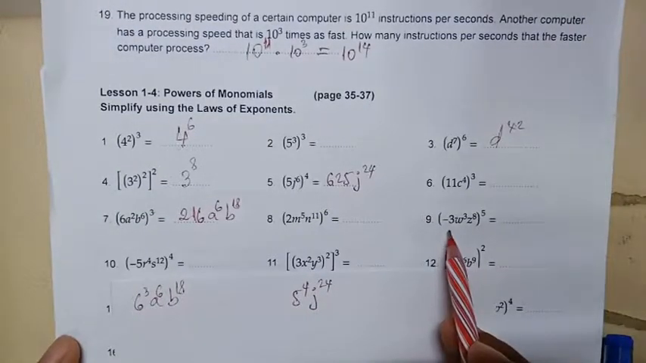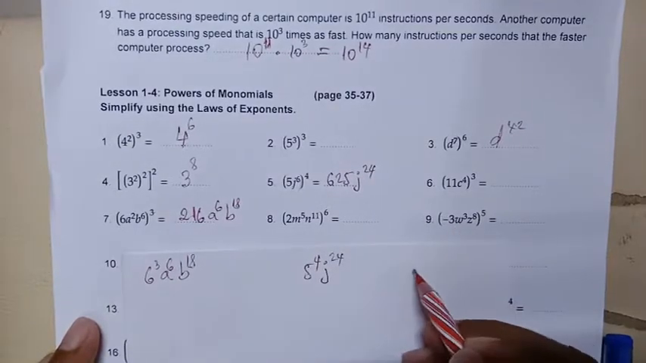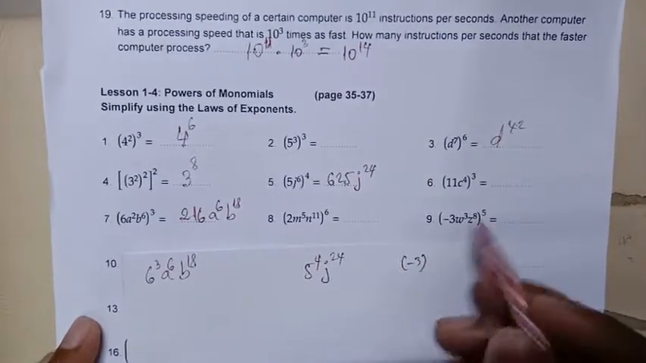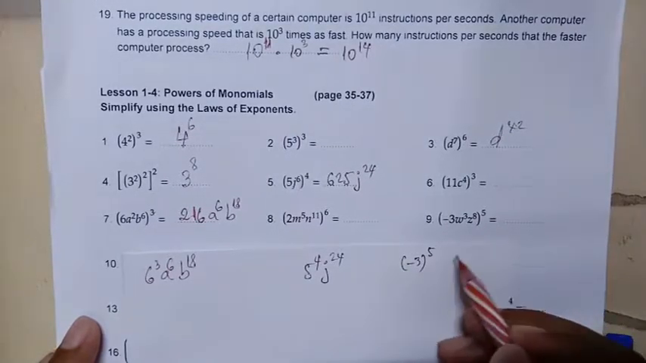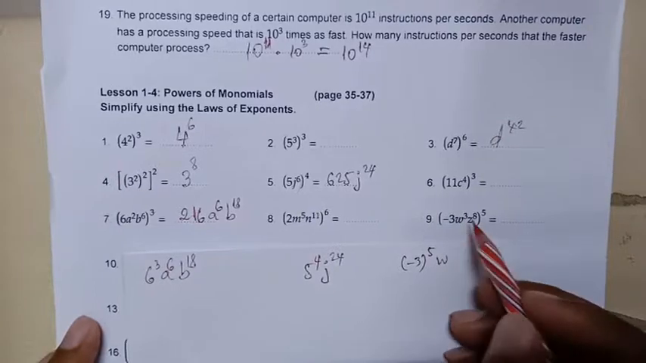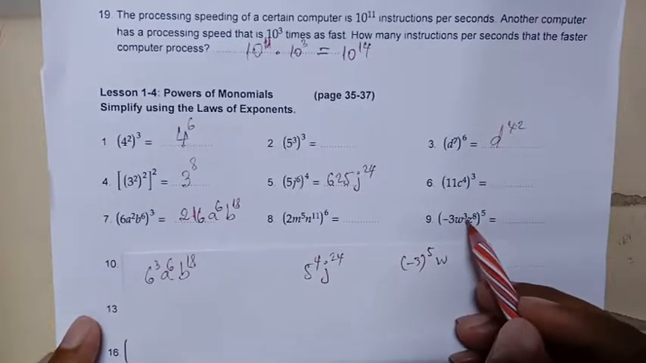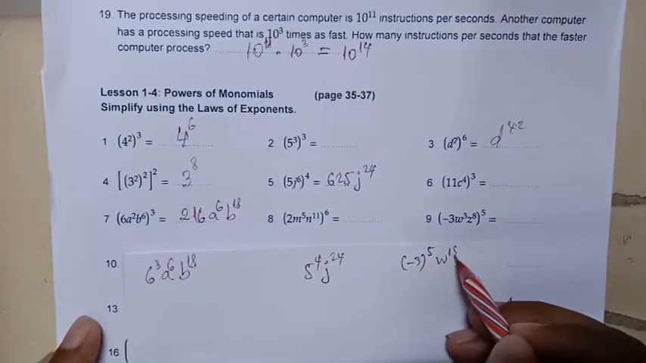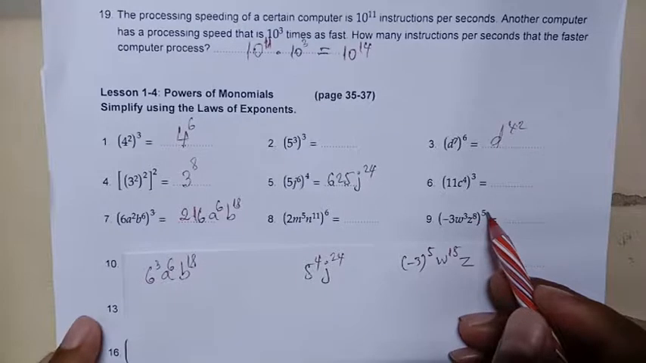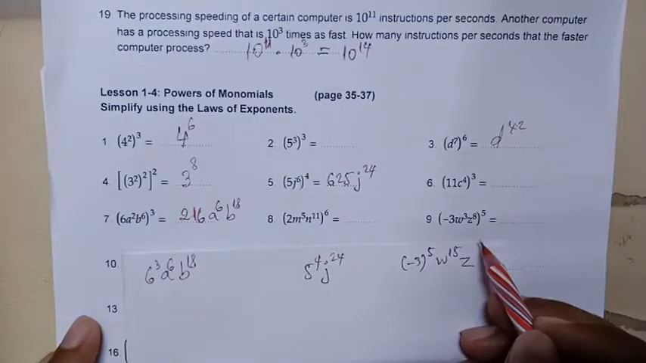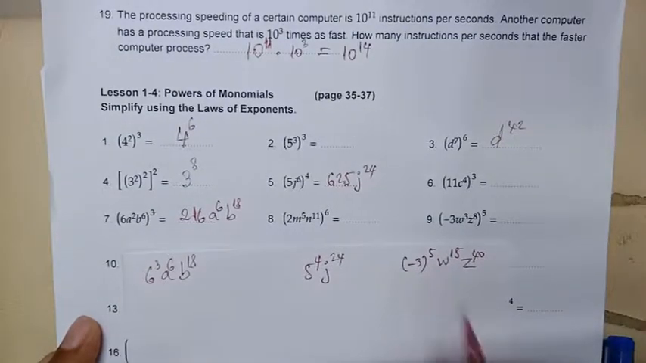Number 9. In number 9, this is a negative 3. So you write it as negative 3 raised to 5, w, you have exponents 3 and 5. So you multiply the exponents together, it becomes 15, and z, 8 with exponents 8 and 5 multiply together, 8 times 5 is 40.